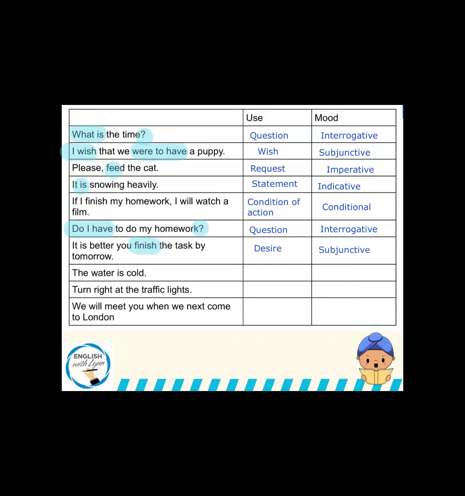Okay. Now, the water is cold. I've got the auxiliary verb linking the water to the temperature. That is giving a fact. It is telling us that the water is cold, and that because it is giving a fact, that is the indicative.